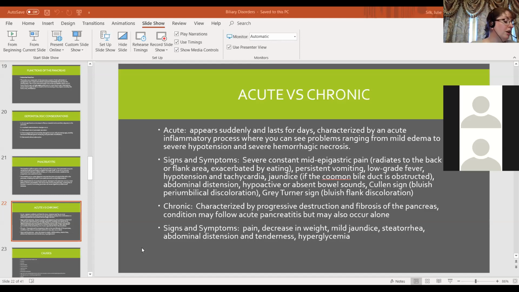All right, with your chronic symptoms, these would be because you have had persistent attacks of pancreatitis over a long period of time, usually more than 6 months. So the pain can radiate from your abdomen to your back. And again, like I said, you're going to see some of those other more significant symptoms because you've had it for so long.